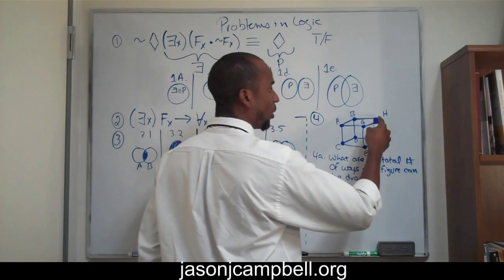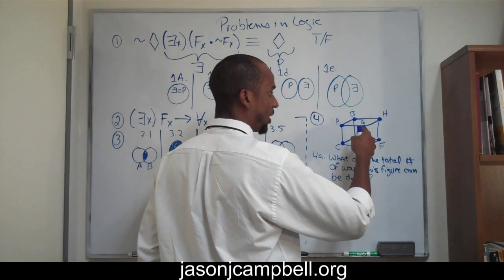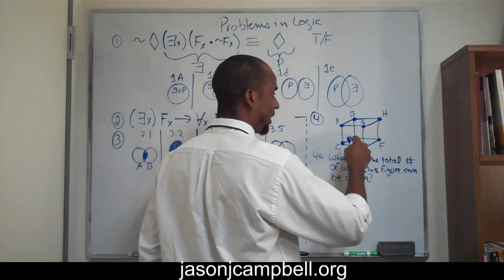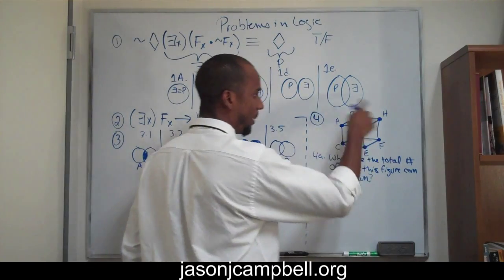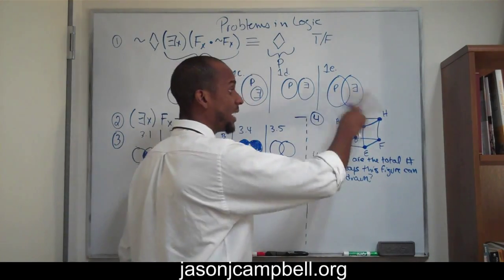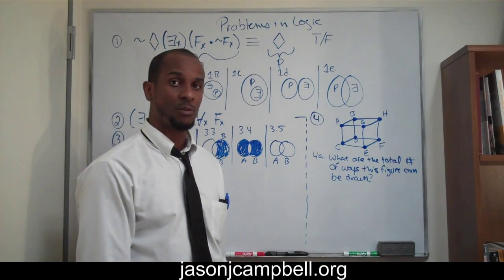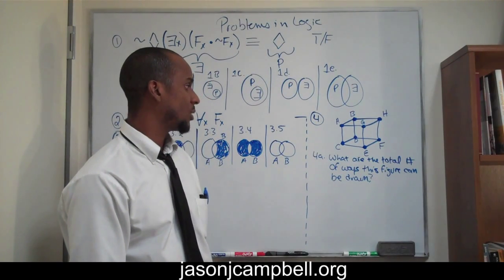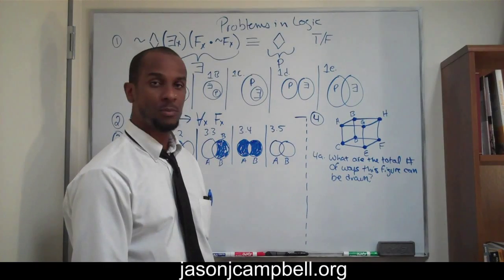But somebody might say, well, no, the first thing that I'm going to draw is from H to G. And then I'm going to draw B to D, and then C to D, and so on. So there's not an infinite number of ways, there's many ways. The question that I'm asking is, what are the total number of ways this figure can be drawn?